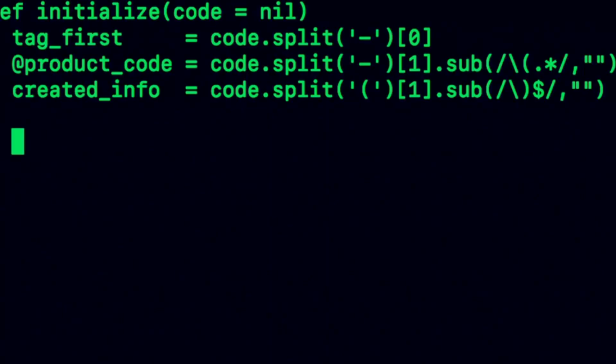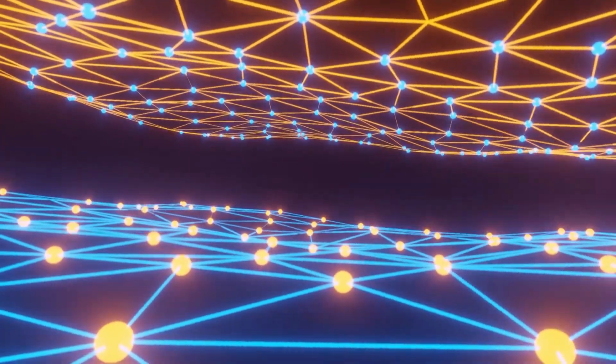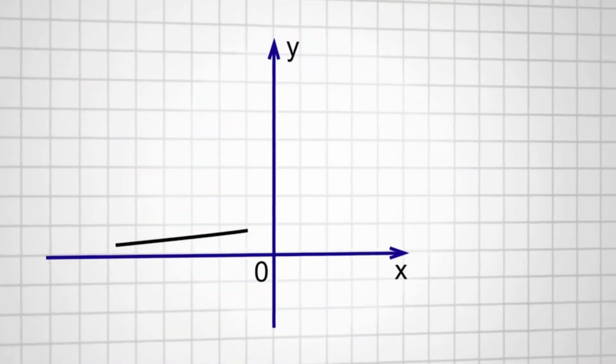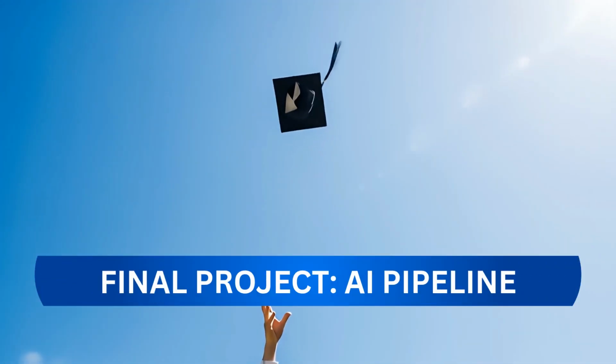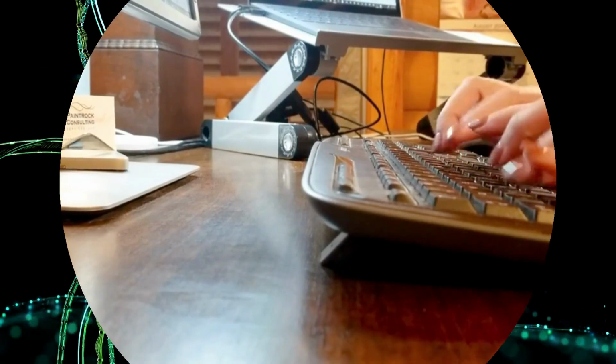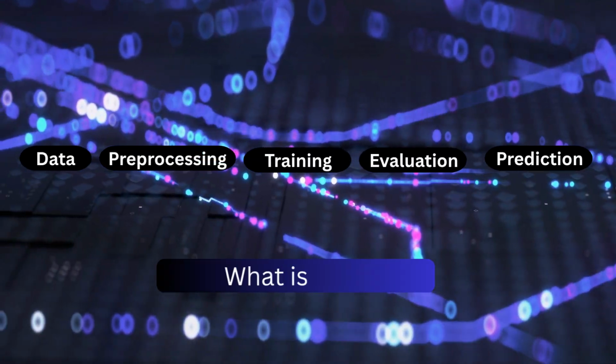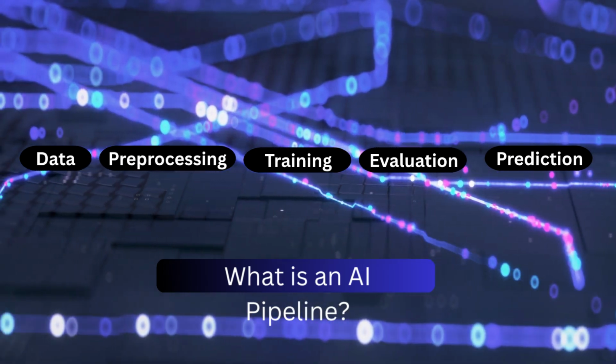We've learned AI and machine learning from scratch over the last 30 days. From simple algorithms to deep learning, we've built a strong foundation. And now, it's time for the grand finale, our final project, building a complete AI pipeline. In this video, we'll go step by step, from raw data to a working AI model that can understand movie reviews and predict whether they're positive or negative.